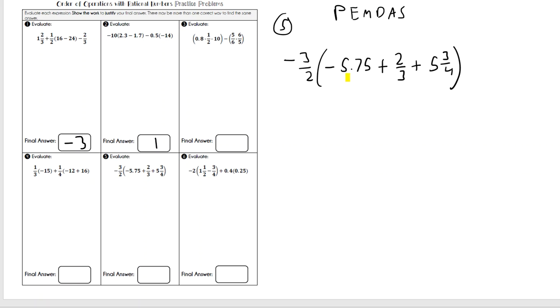So we need to either change both of these to decimals or both of them to fractions. I'm going to go ahead and change them both to fractions just because the other two numbers that we're working with are fractions. And I know that 0.75 as a fraction, this would be tenths, hundredths, that would be 75 hundredths. And 25 goes into 75 3 times, 25 goes into 100 4 times. So this would really be negative 5 3/4.